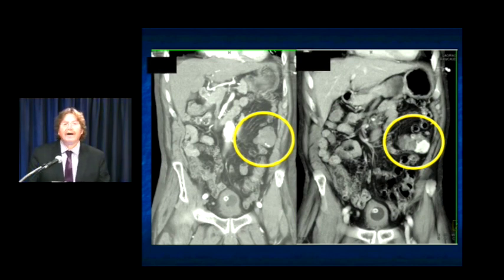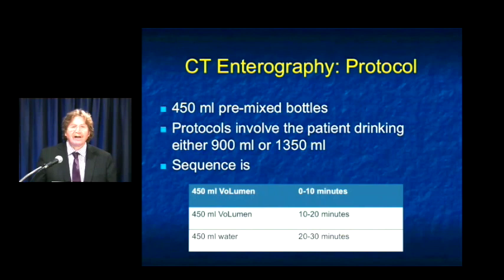If you had foreign matter, it would remain identical between the two phases. CT enterography with volumen was something that was very popular. We were never great fans of it. It uses methylcellulose, and patients often got diarrhea.